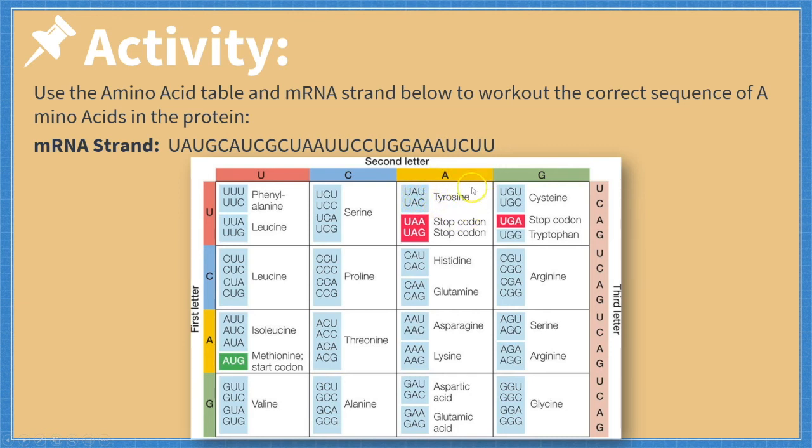So tyrosine is going to be our first amino acid, and so I'd write tyrosine in, and then I'd go look at my second codon, which is GCA, and I'd find that and write that in, all the way through to the very end.